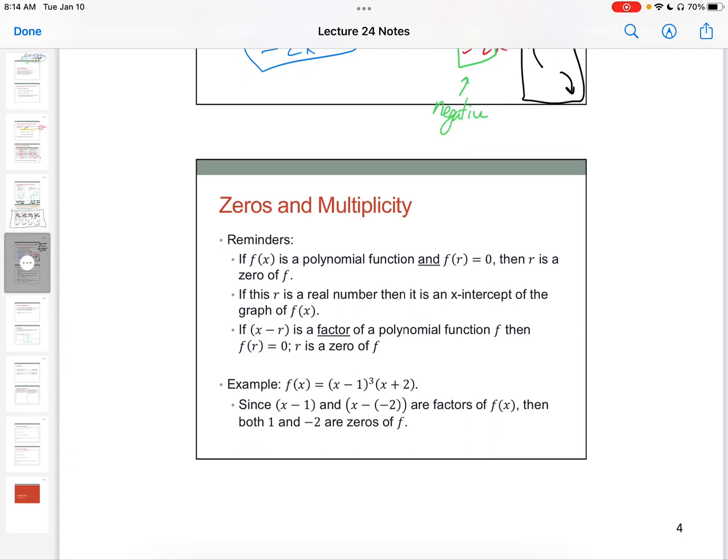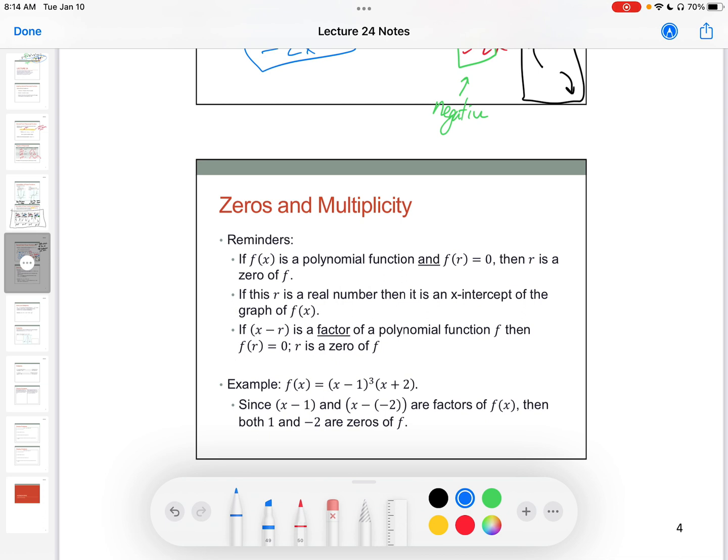Okay, this next one we're going to look at is zeros and multiplicity. This is going to be the stuff that's happening on the inside of the function. We have a lot of really fancy rules here.